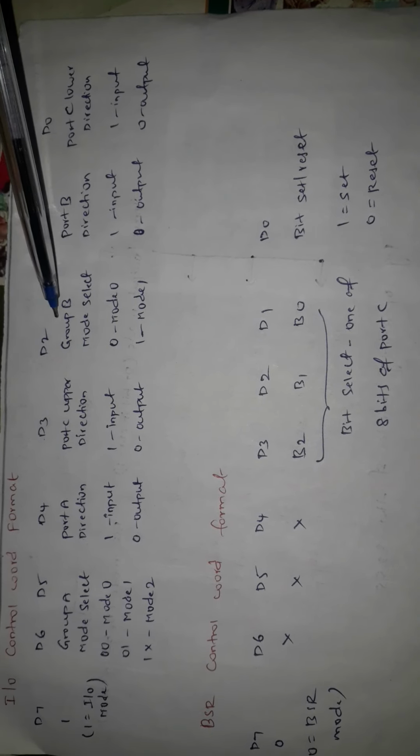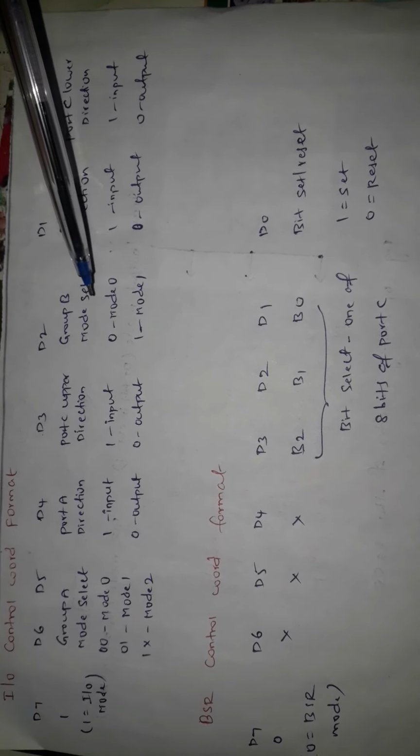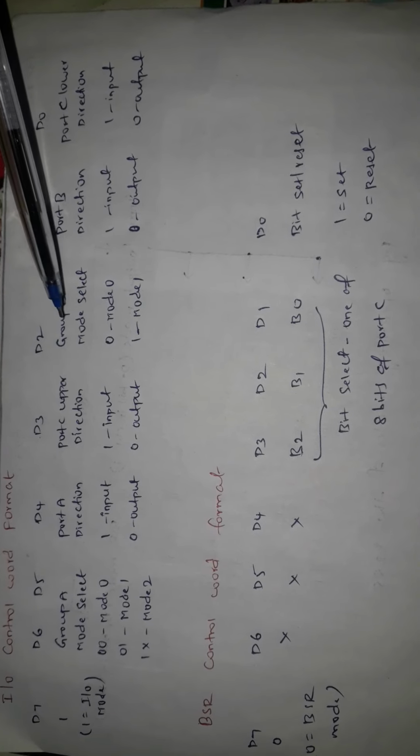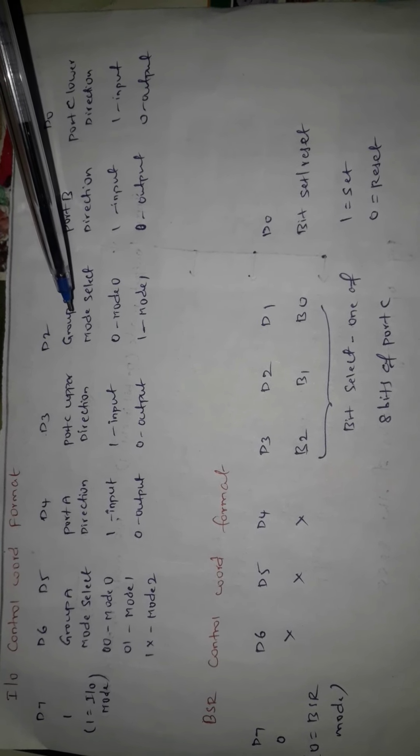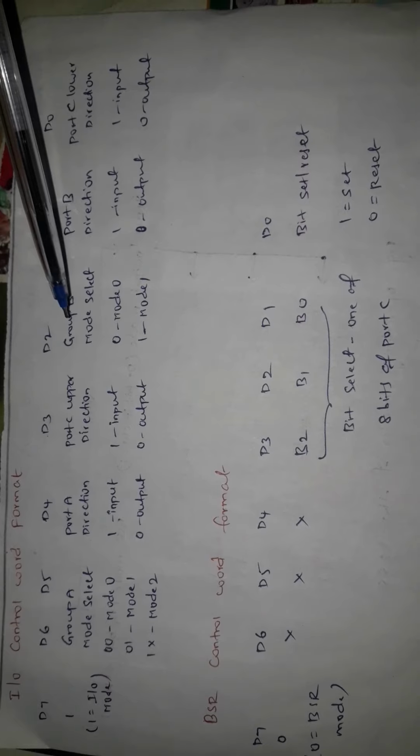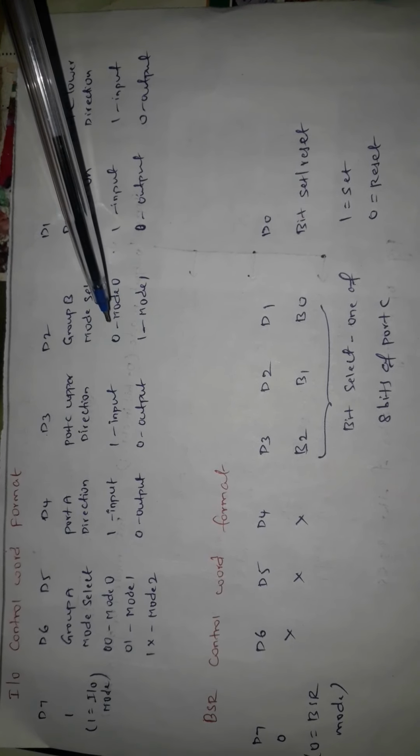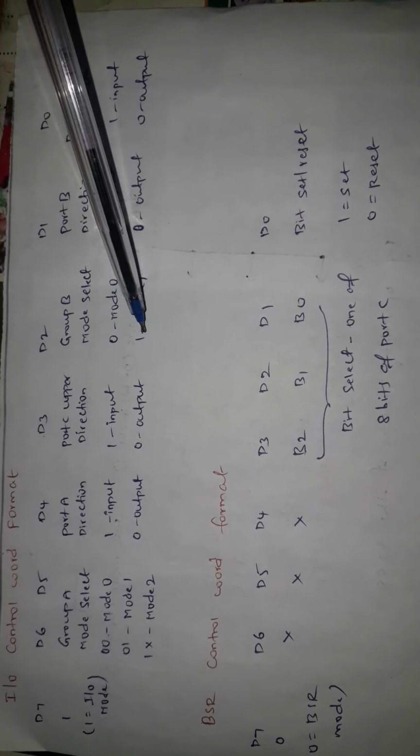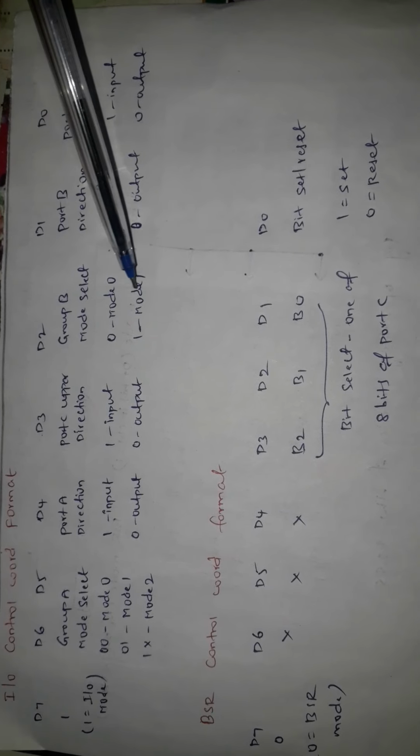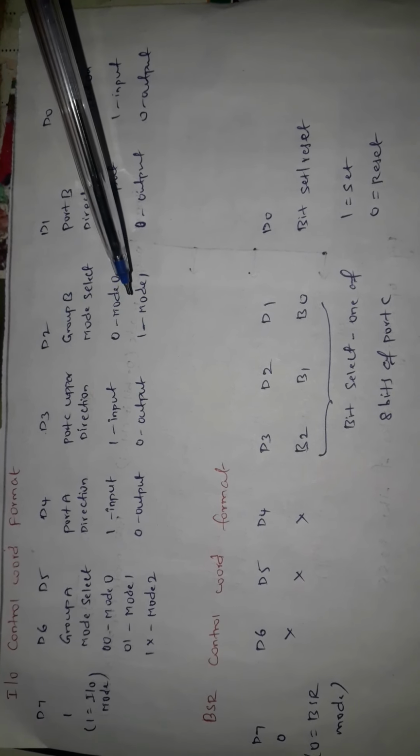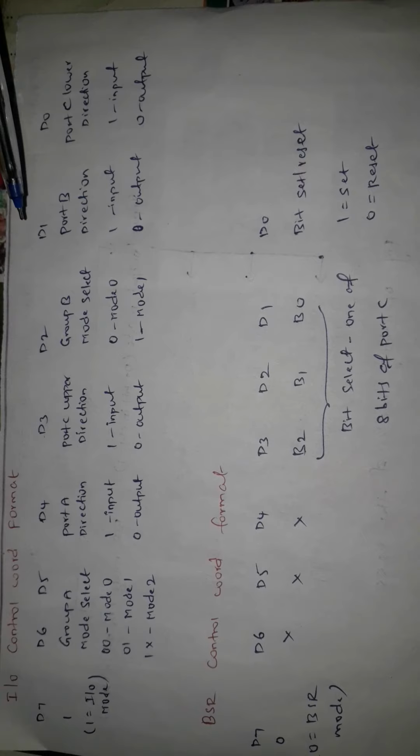So when the group B bit, that is the D2 bit, is 0, then group B, that is port B and port C lower registers, are operating in mode 0. Or else if the D2 bit is 1, then the group B registers are operating under mode 1.